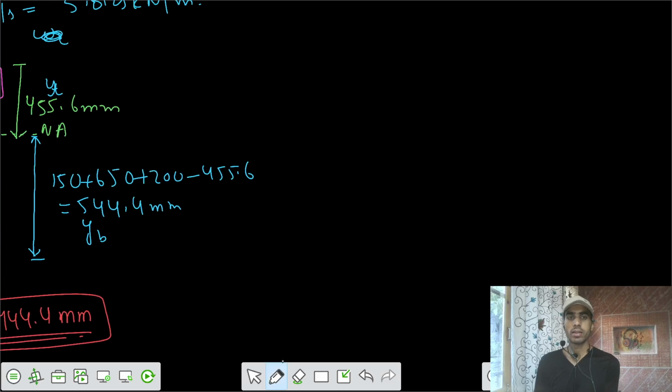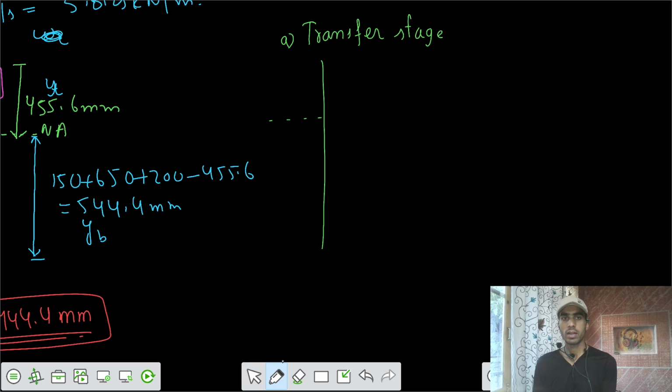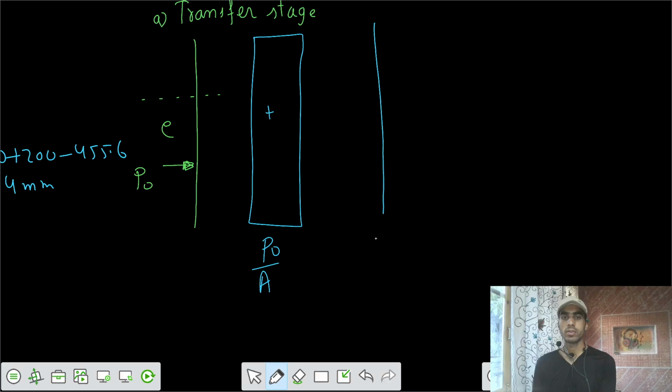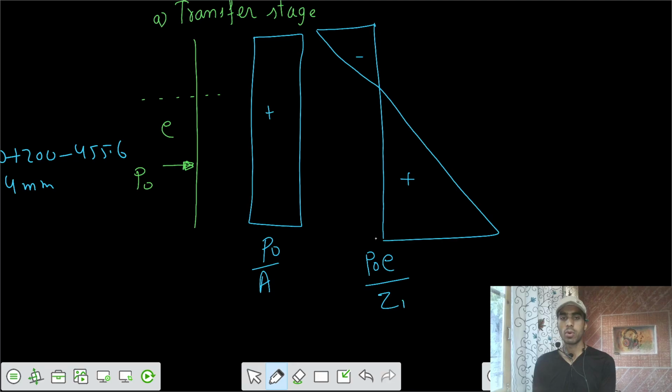So first stage, that's your transfer stage. We had this section, the neutral axis is somewhere here, and the P force is applied somewhere here, say this is some P naught force at some eccentricity E. So I can take the stresses. The first stress is P naught by area of cross section, and second, because of its eccentricity, we have negative at the top and positive at the bottom, P naught E by Z bottom. At the top we can write P naught E by Z top.